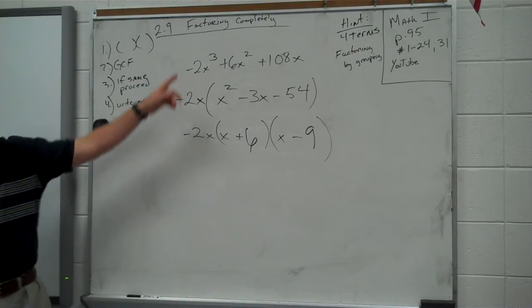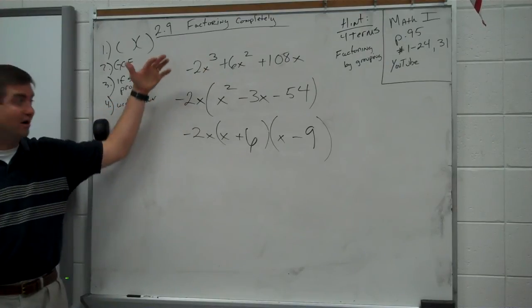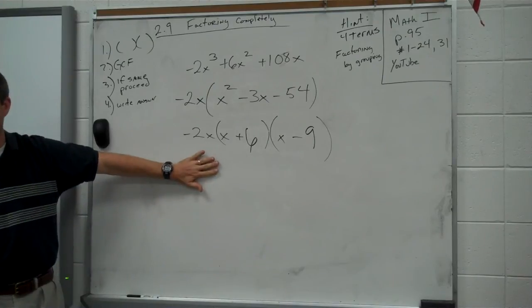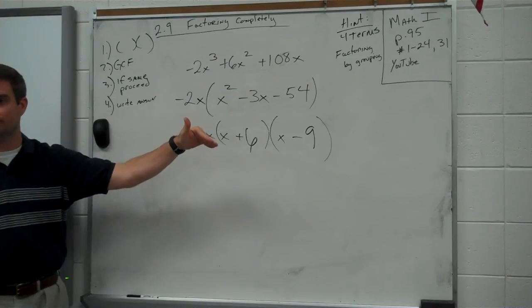Questions? What are the directions going to say? Factor completely, meaning pull the GCF out and factor completely. These are the hardest type, okay? Because you've got to pull that GCF out, and then you've got to do some more work.